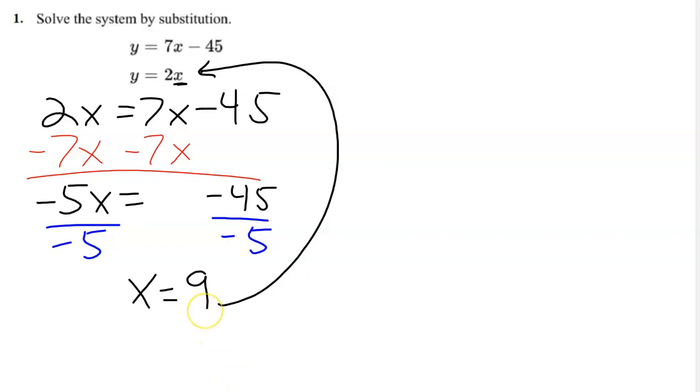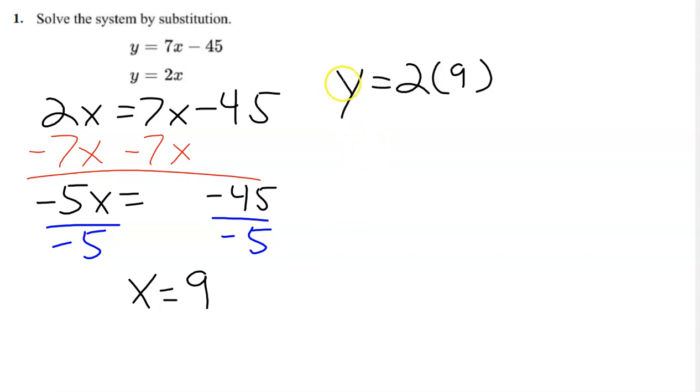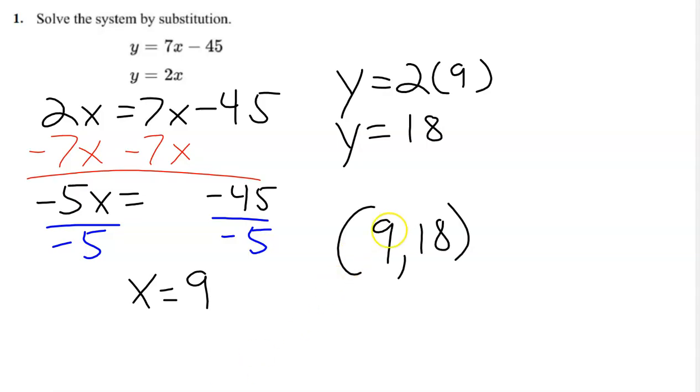So I'm going to take this 9 and replace it or substitute it for x here. Alright, that's going to leave me with y is equal to 2 times 9. Notice that this was x. Alright, and 2 times 9 is 18. So now I know what y is. y is equal to 18. And my coordinate, or the solution to the system of equations, is 9, 18. Always make sure you put your x first.